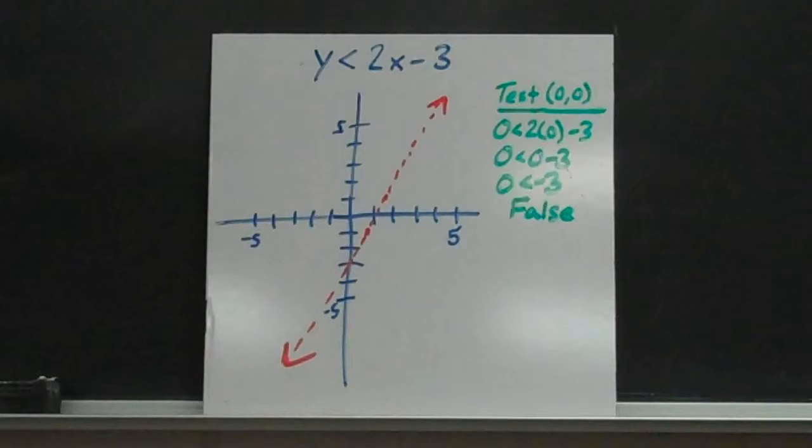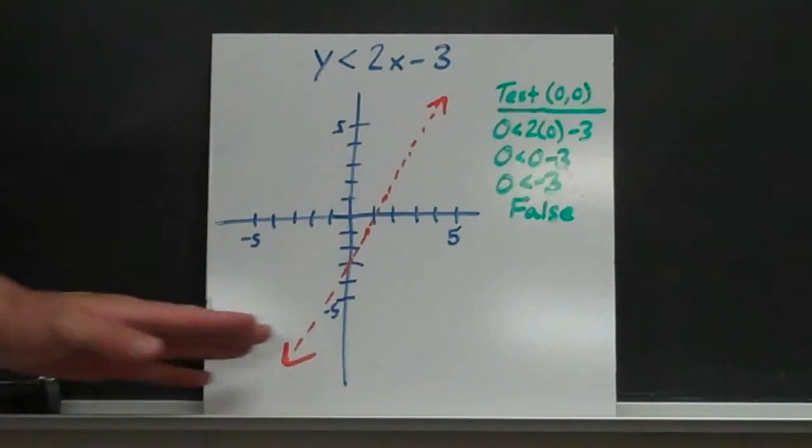Just as when we solved one-variable inequalities, we had open circles and closed circles. For two-variable inequalities, we have solid lines and dashed lines. If there's an equal to in our symbol, it's going to be a solid line. This does not have an equal to, so it's going to be our dashed line.